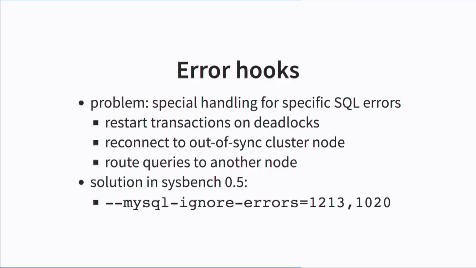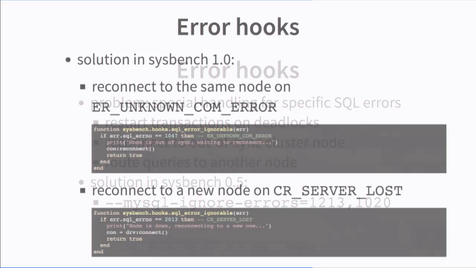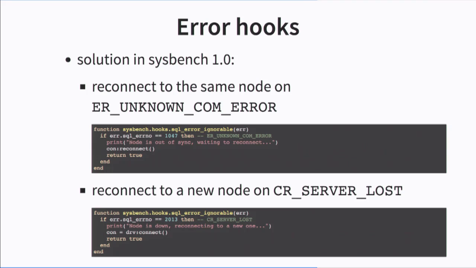So there was a half-baked solution in sysbench 0.5. It was called mysql-ignore-errors. You could provide a list of errors to ignore, but it worked only for MySQL, and the action to handle errors was hard-coded. Right? Sysbench just ignored those errors, and that's it. A much more flexible solution is provided in the new sysbench. You can basically define your error handler hooks that decide if a specific error should be ignored by sysbench or not, and on top of that, they can also provide some actions, like reconnecting to the same node, or rerouting, creating a new connection to a new node, and so on and so forth.